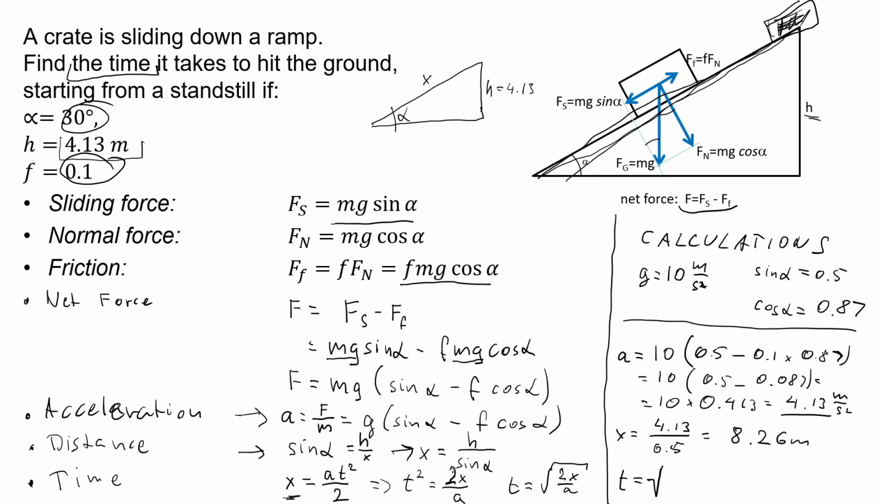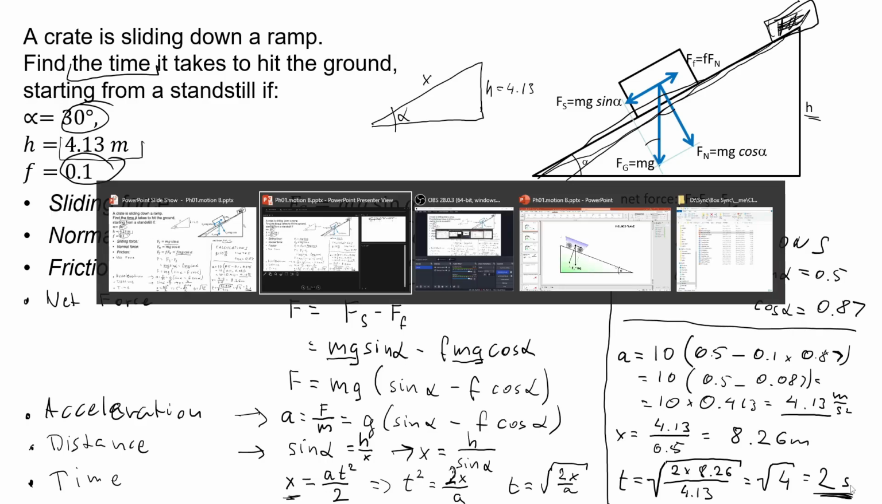And from this we can now attack the final formula for time. Time will be the square root of 2 times the distance traveled, so this is 8.26, over acceleration, which is 4.13. Doing all these calculations, you get the square root of 4, which is 2, and this is 2 seconds. This is the answer for this question. The time needed to hit the ground is exactly 2 seconds.